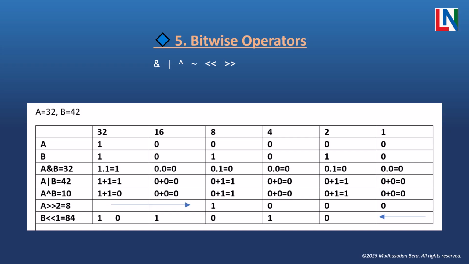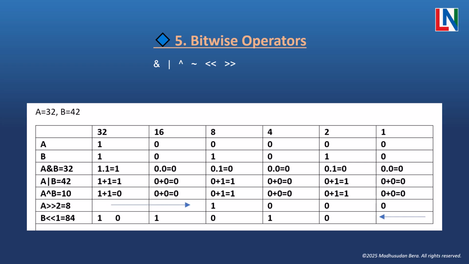Now we use the XOR operator, a XOR b. We have to perform binary addition, just put the sum, not the carry. 1 plus 1 equals 0, 0 plus 0 equals 0, 0 plus 1 equals 1, 0 plus 0 equals 0, 0 plus 1 equals 1, and 0 plus 0 equals 0. We will get 001010, which is equal to 10.